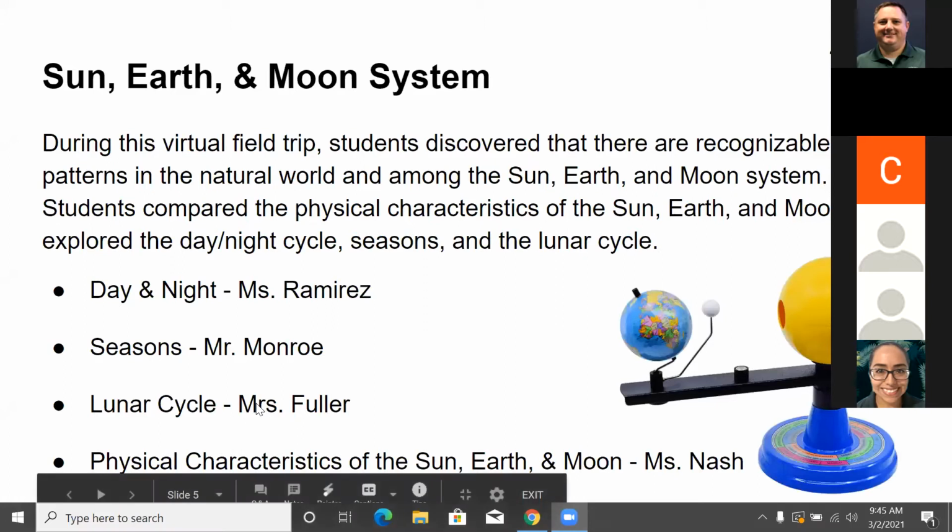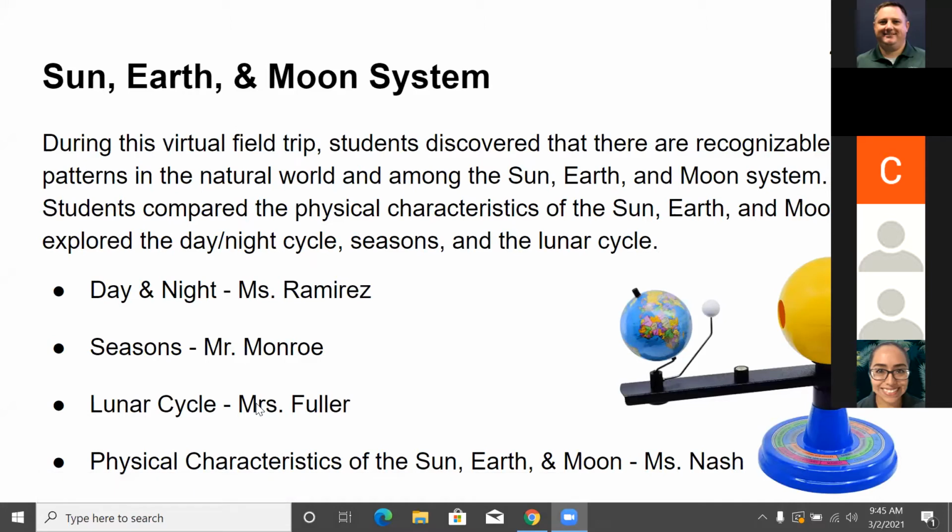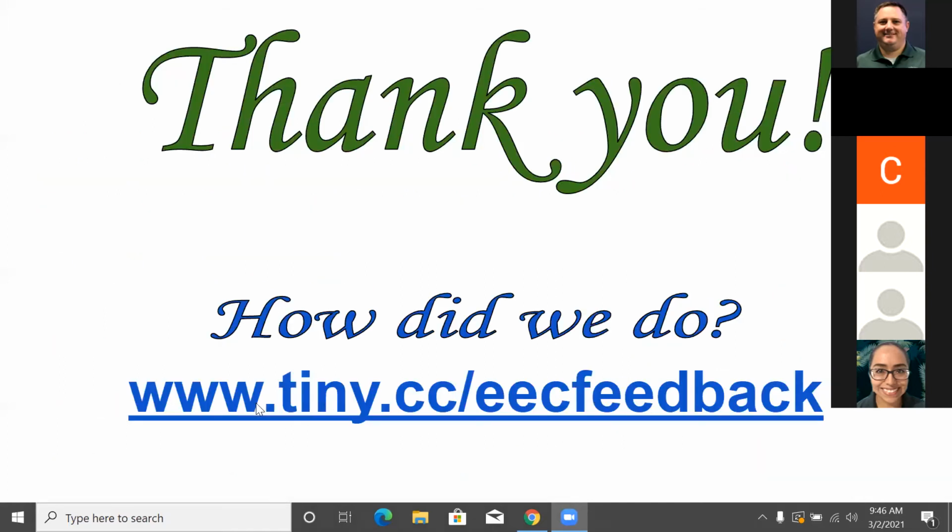During this field trip, students discovered that there are recognizable patterns in the natural world and among the sun, earth, and moon system. Students compared the physical characteristics of the sun, earth, and moon and explored the day-night cycle, seasons, and the lunar cycle. Ms. Ramirez discussed day and night. Mr. Monroe told you about the seasons. Ms. Fuller explained the lunar cycle, and Ms. Nash covered physical characteristics of the earth and the moon.